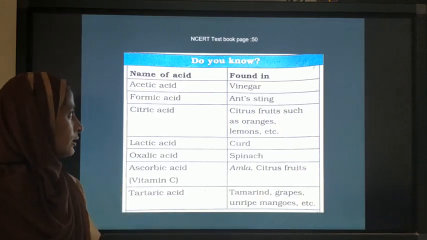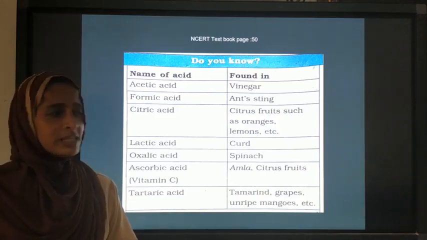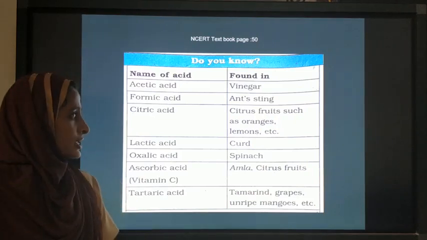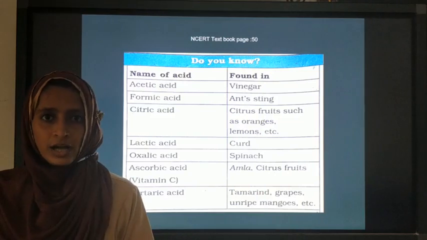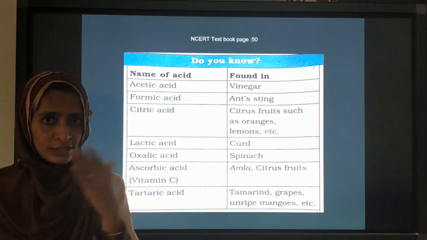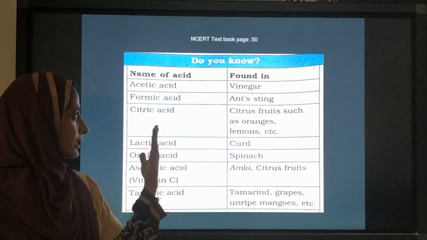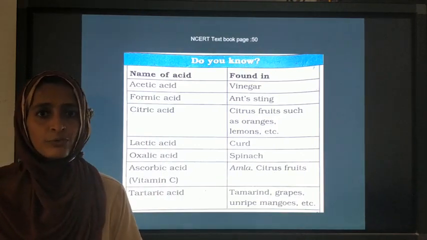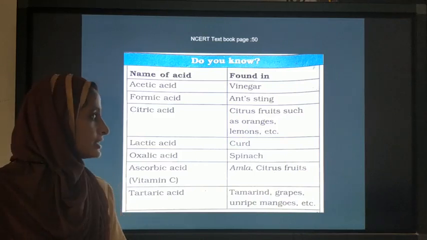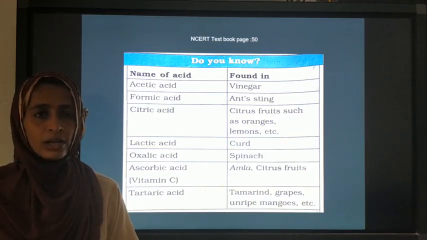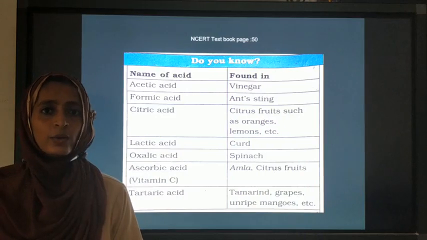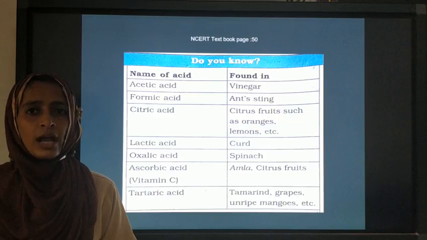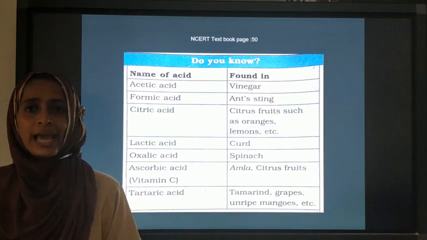Coming to the next one, citric acid is present in citrus fruits. What are citrus fruits? Fruits such as orange, lemon, etc. are called citrus fruits. So, it's very easy to remember the name citric acid when you know the name citrus fruits. If you are asked what is the acid present in orange, you have to write citric acid. When you know that it is a citrus fruit, it is very easy to identify the name as citric acid.